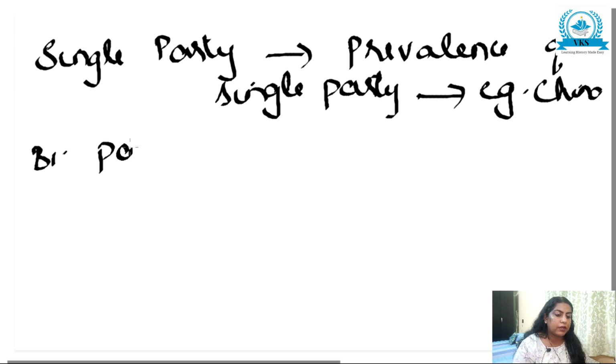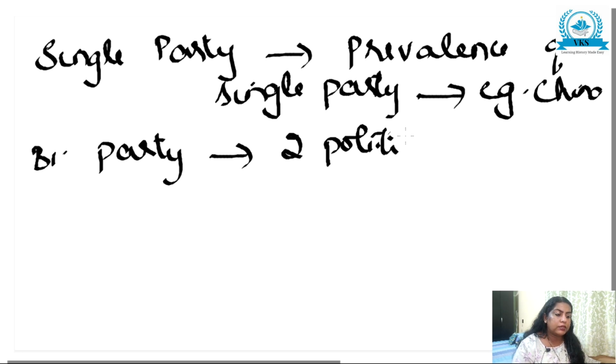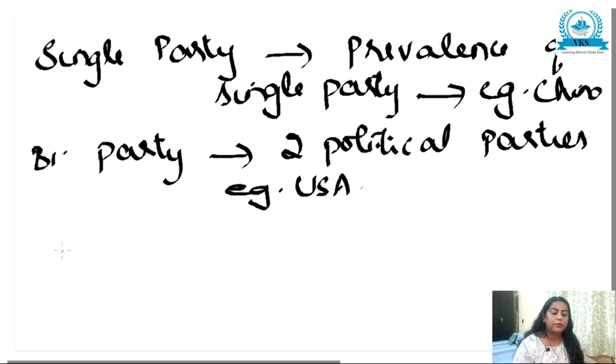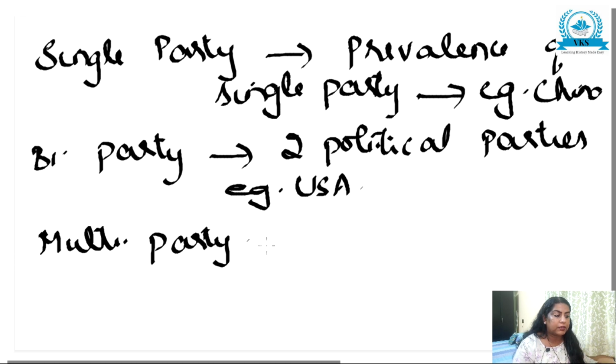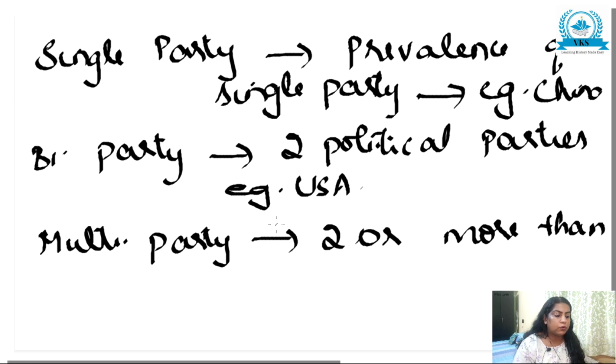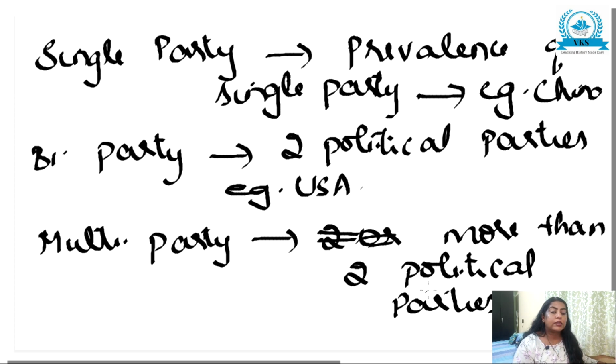Next, we will see what is bi-party system. Same from the name only you can understand: existence of two political parties in the country is called bi-party system. Example, we can say USA. Now, the third one, multi-party system. We are very familiar with multi-party system. The prevalence of more than two political parties in a country is called multi-party system. Two means it is bi-party system. Example, we all know India.